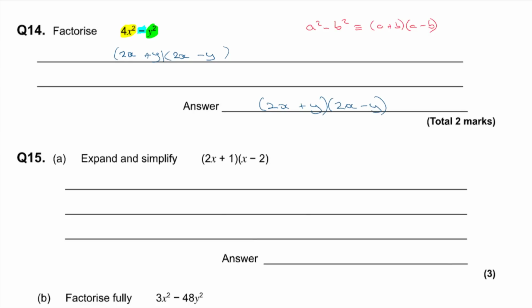Question 15a, expand and simplify 2x plus 1, x minus 2, going the other way this time, removing the brackets.